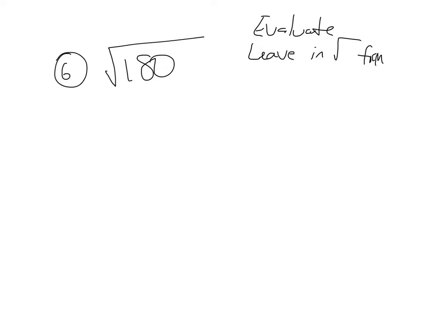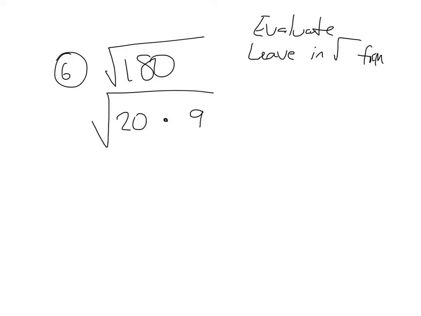Well, 180, is it a perfect square? It's not. Too bad for us, but that's okay. Can I change it into some number times another number, and one of those is going to be a perfect square? Well, what'd you come up with? There's a couple ways you could do it, but I came up with 20 times 9. Right? 20 times 9 is 180.